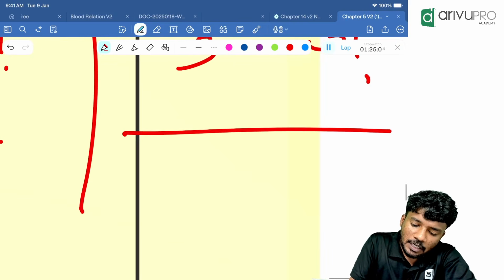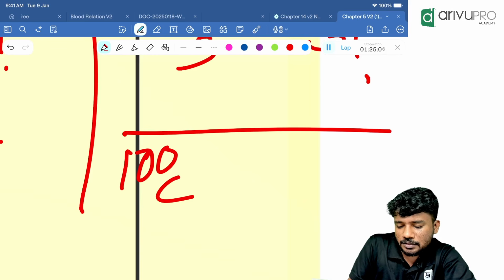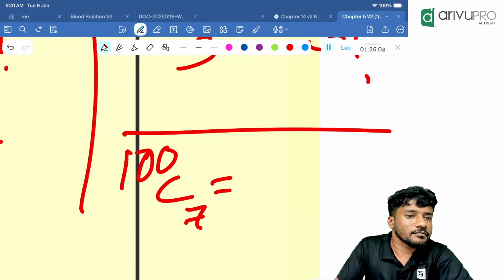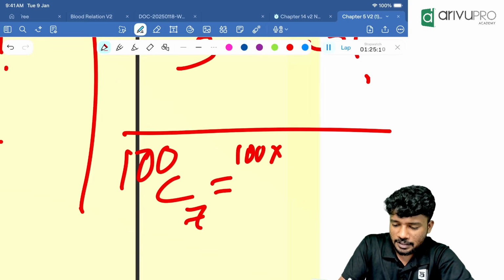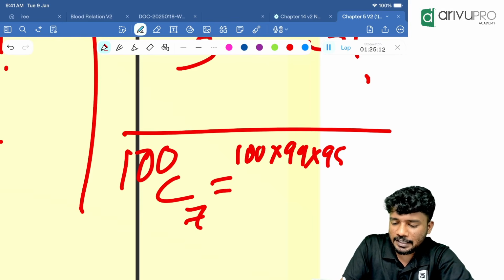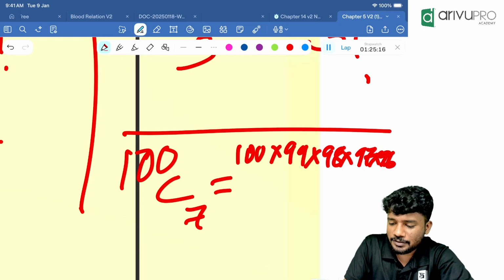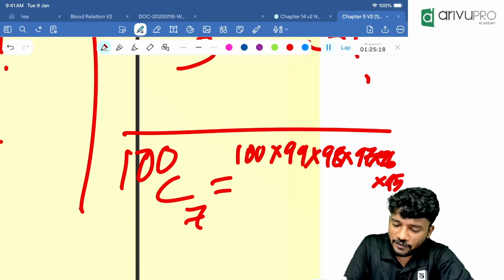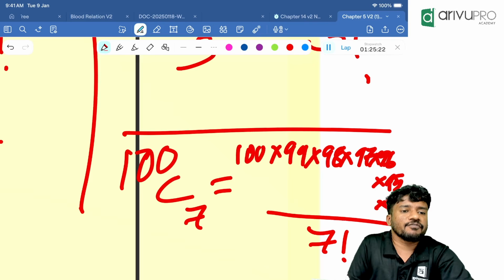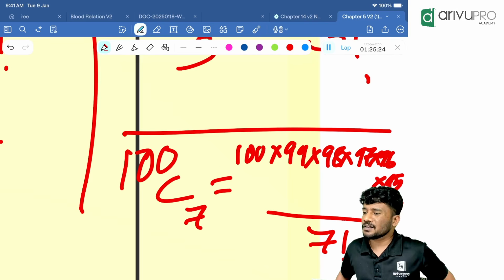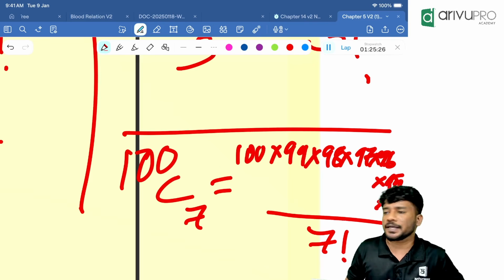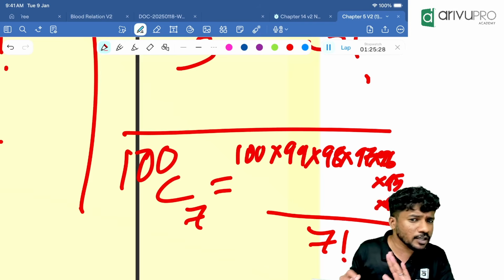Now the next question, that is 100C7. 100 into 99 into 98 into 97 into 96 into 95 into 94 divided by what? 7 factorial. Likewise, you can write it. Okay, remember this basic thing. I hope everyone knows this.